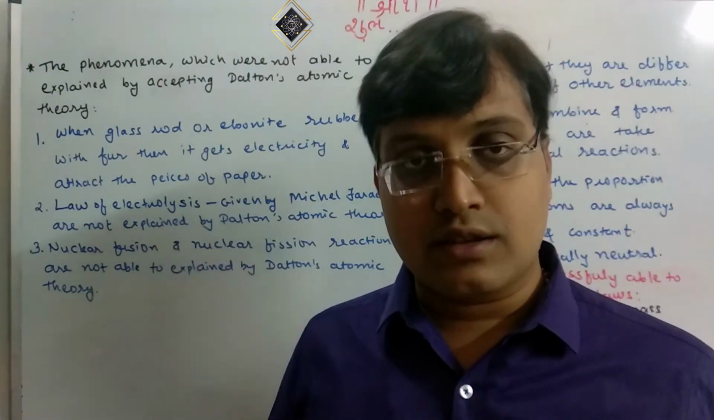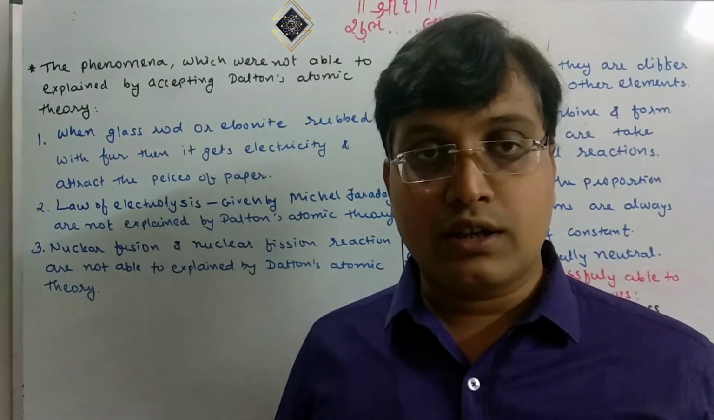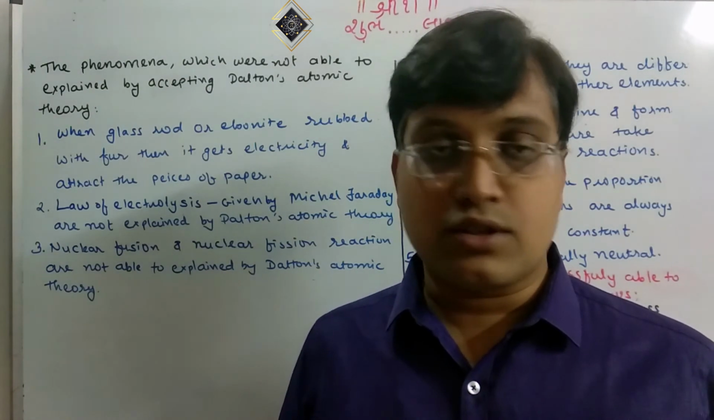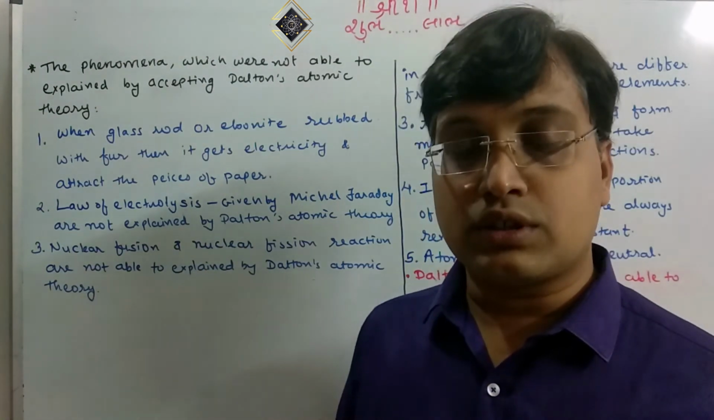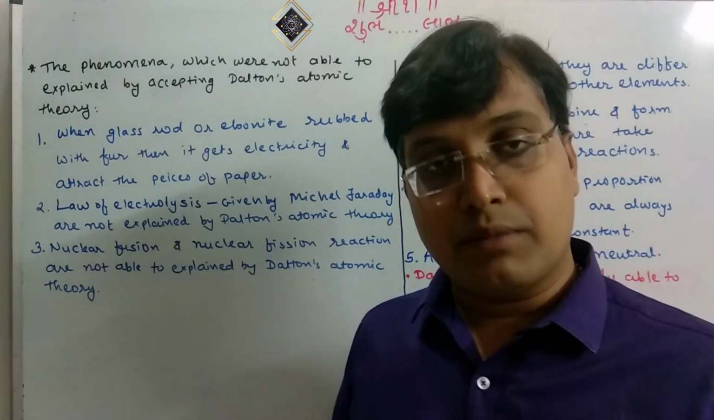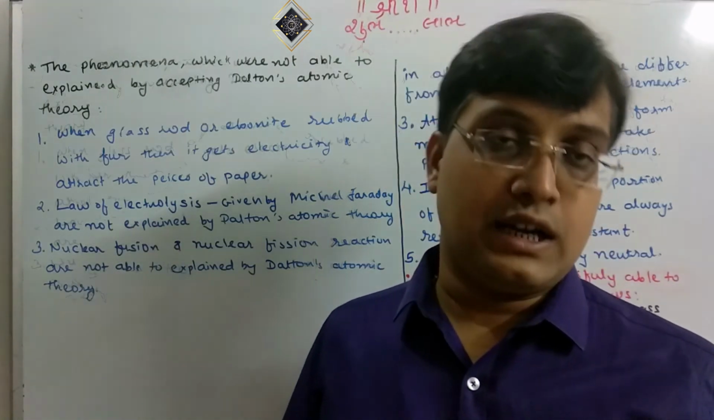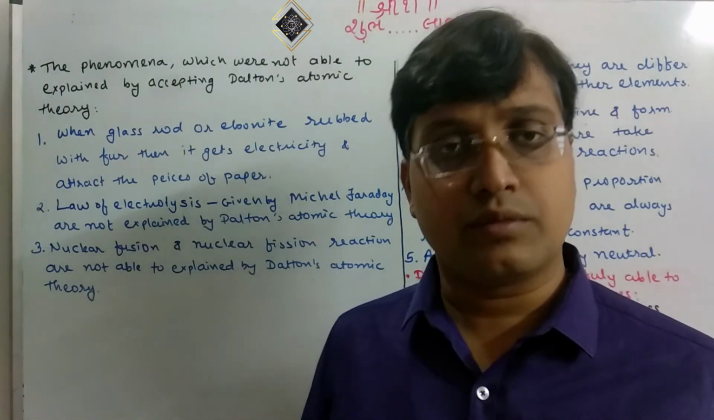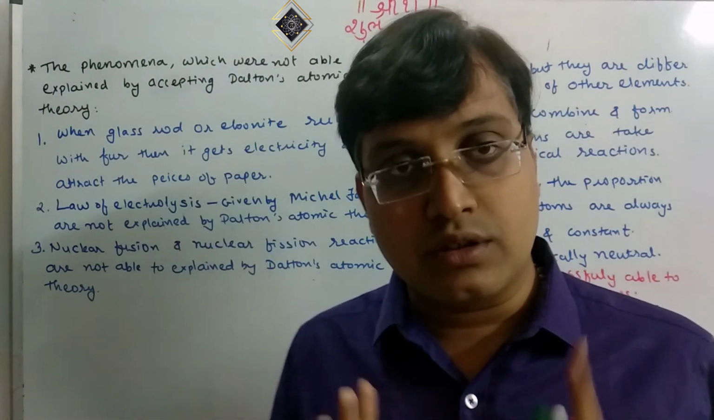The law of electrolysis was not able to be explained by Dalton's atomic theory. According to Dalton's atomic theory, the atom is indivisible or uncuttable. That means destruction of the atom is not possible. But in modern science, nuclear fission and fusion reactions show the destruction of the atom. Actually there are a number of phenomena, but we are just mentioning 3 of them that are not explained by accepting Dalton's atomic theory. Clear? Okay.